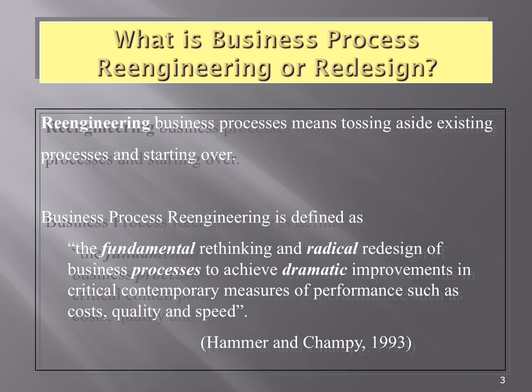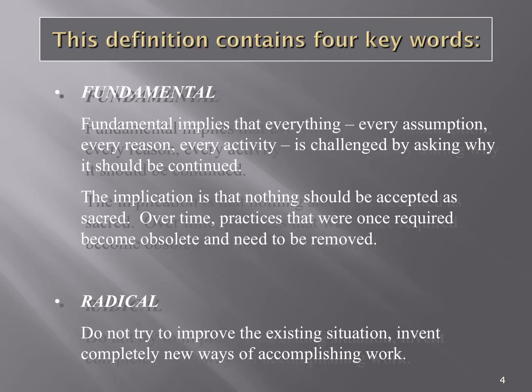Based on the textbook, business process re-engineering is defined as the fundamental rethinking and radical redesign of business processes to achieve dramatic improvements in critical contemporary measures of performance, such as cost, quality, and speed. So in this definition, there are actually 4 keywords that you need to remember, which are fundamental, radical, processes, and dramatic. Let's take a look at what each of these keywords means.